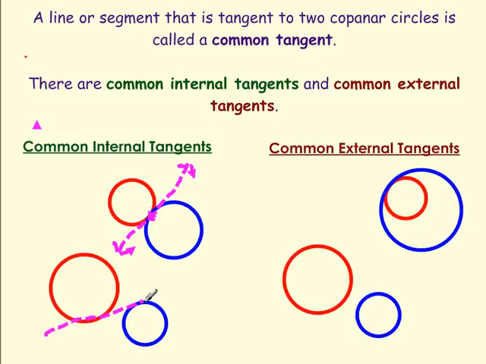You might also see it something like this, to where it's still in between the 2 circles, but it only intersects the circles at 1 point. External tangents are not going to go in between the 2 circles, but they will still be tangent to both of them. So a common external tangent for this last example would be something along this. It doesn't separate the 2 circles, but it is still tangent to both of them.